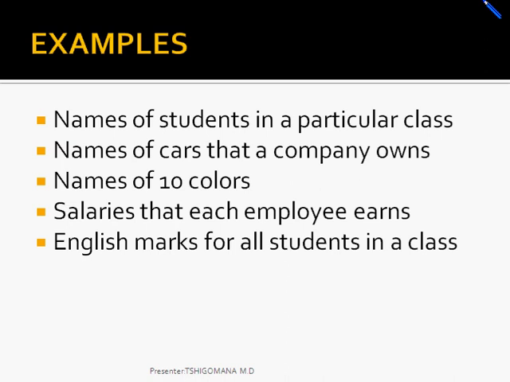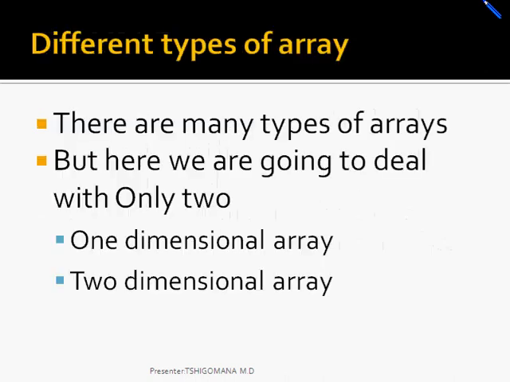For example, we have names of students in a particular class, names of cars that a company owns, names of 10 colors, salaries that each employee earns, English marks for all students in a class. Different types of arrays. There are many types of arrays, but here we are going to deal with only two. That is, one-dimensional array, two-dimensional array.